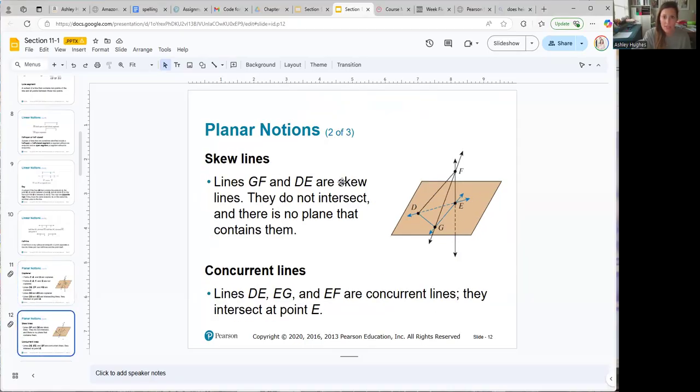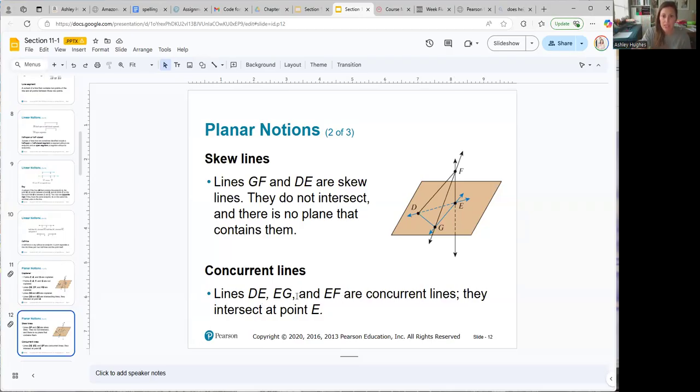Lines GF and DE are skew lines. They do not intersect. So GF and DE are like this. They're on different planes, so they're never going to intersect. And so we call lines that never intersect skew. That's just the definition. So skew lines are lines that never intersect. These lines are in 2 completely different planes, so they're never going to intersect.